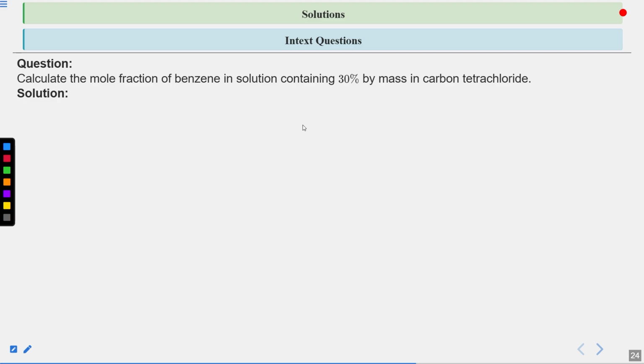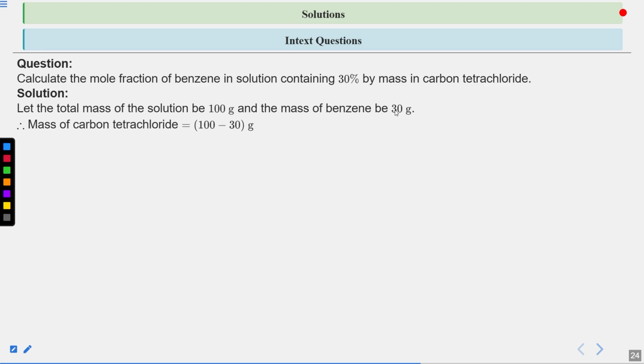First, by saying 30% mass in carbon tetrachloride, what do we mean? We mean that if we take 100 gram of solution, we have 30 gram of benzene present in that. Similarly, the mass of carbon tetrachloride will be 100 minus 30.